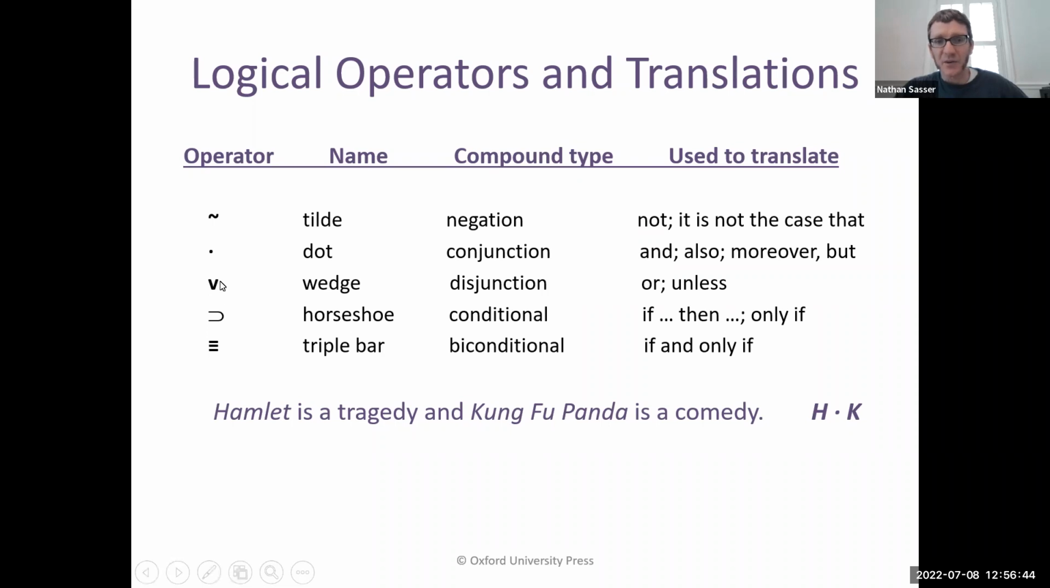Third is this little V. It's actually called the wedge, and it's the disjunction sign. Now, a conjunction is when you join two things together. A disjunction translates or, either this is true or that is true.